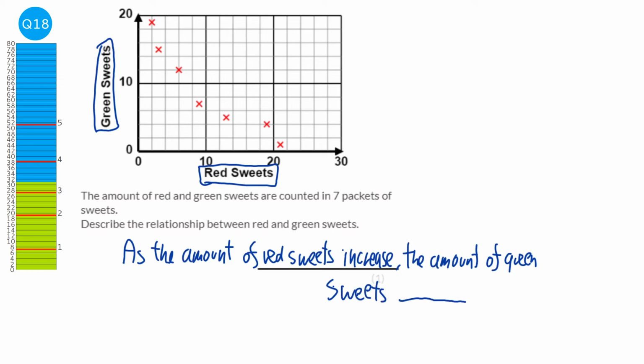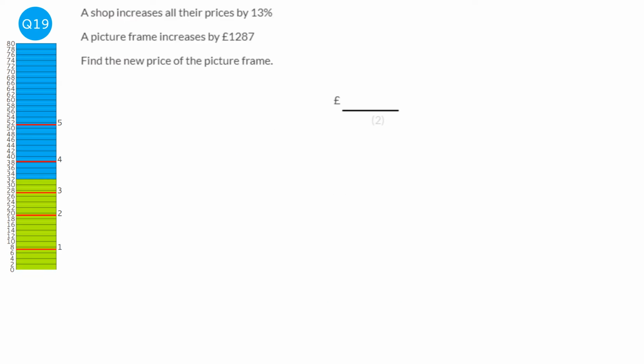So what we do is we look at what happens as we're going to the right, as red sweets increase, what's happening to the green sweets. Well, the green sweets start really high and then slowly are going down and down. So the word here is decrease. Obviously the other option is that they increase. An increase would be if they ended up making this kind of correlation here. So we have an original amount, and this represents 100% of the original amount.